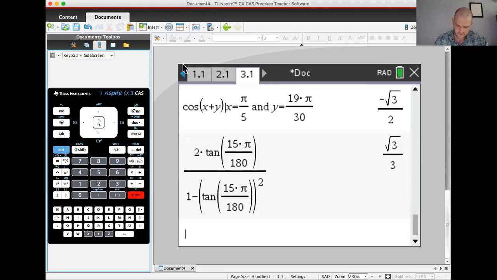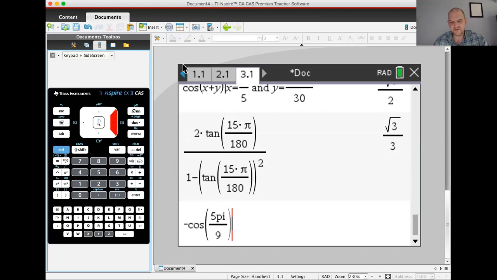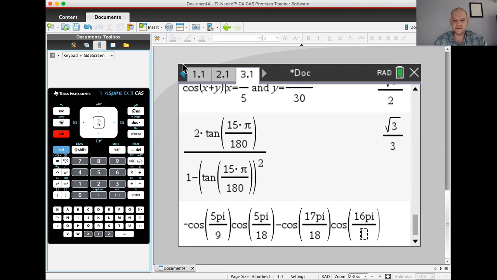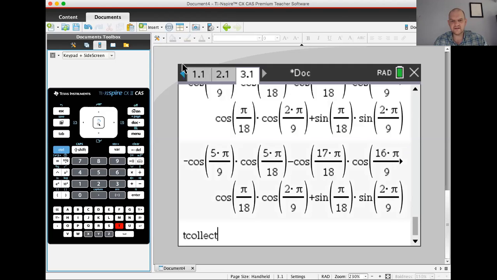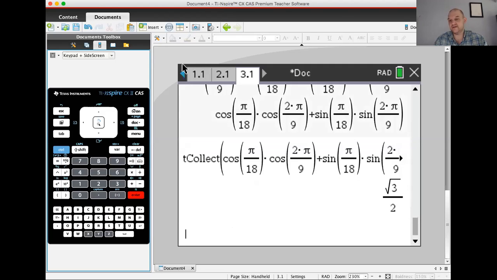I don't know why. All right, and then our last one, I'm a little concerned about because I don't know how I'm gonna fake my way through this because I have X, Y, and Z, but let's find out. So negative cosine 5 pi. Another option, if it doesn't work, is I'm just gonna use decimal and see if it's the equivalent decimal. Minus cosine of 17 pi over 18, cosine of 16 pi over 9. So that's really interesting that it changed it to that. And then if I do t collect, okay. It gave us radical 3.